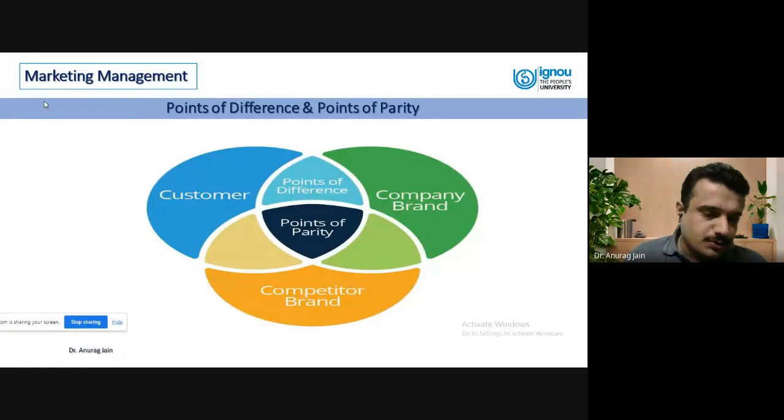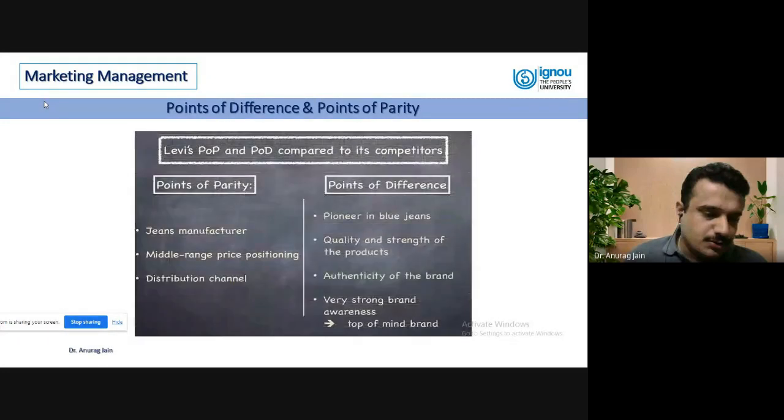So Nike is known for shoes, Adidas is known for shoes, right? Or maybe there are some other brands which are known for shoes. So unless you have a category membership, you won't be able to survive, right? So let me share one such example here with you, right?